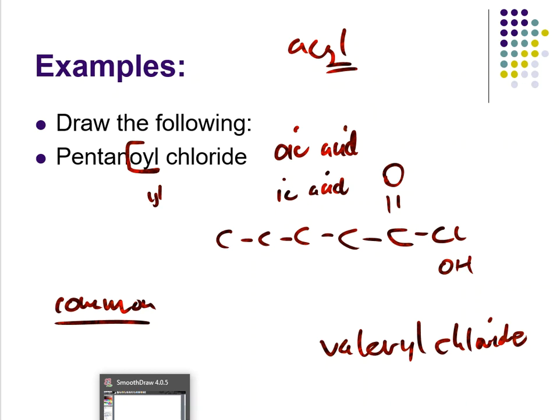So we left off at acyl halides. Acyl halides included acyl chlorides, acyl bromides, acyl fluorides, acyl iodides. And we talked about how to common name and IUPAC name them. So we do the -yl and then the halide for the common name.